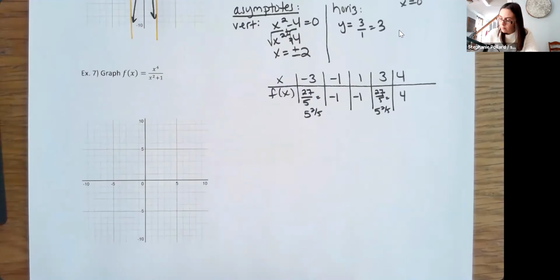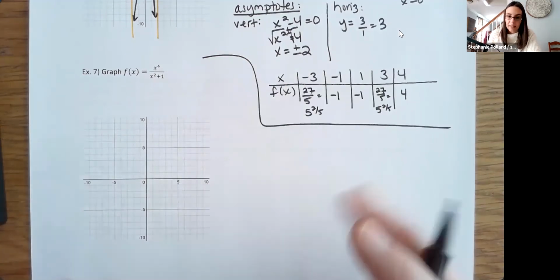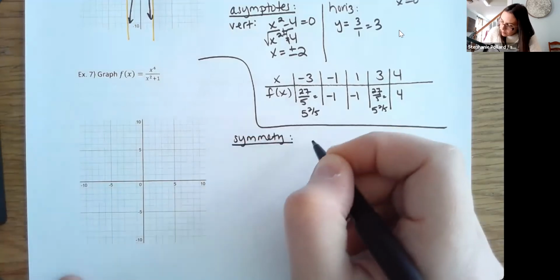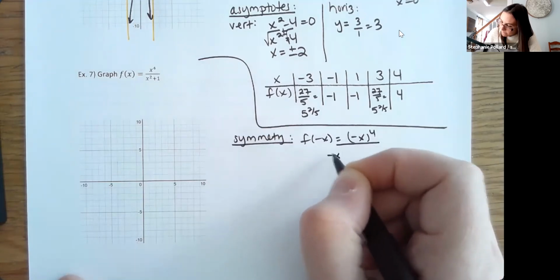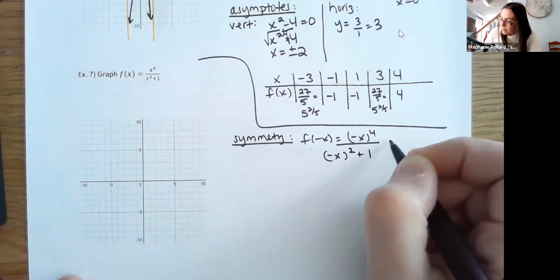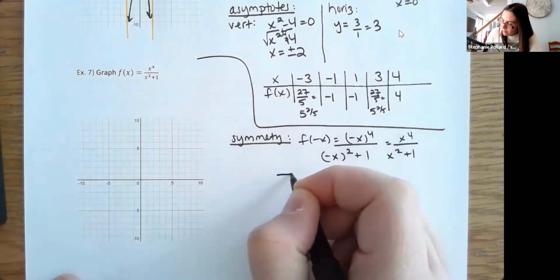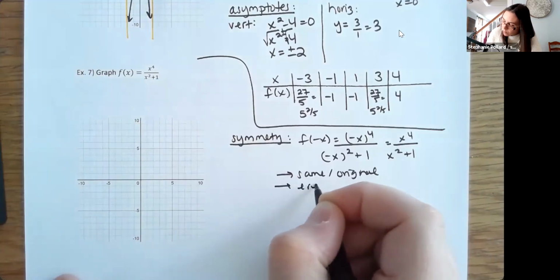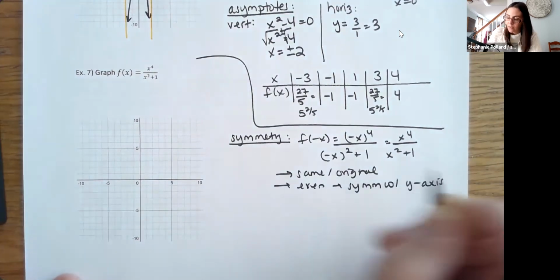All right, and let's try one more. All right, let me make sure I copied this one correctly. I did, okay. And we're going to use that same process again. So I'm going to start with my symmetry. So I find negative x. Now, because you have 4 negatives, they are all going to cancel. Negatives cancel in pairs, and same thing on the square. So you do have the same original function. So this is even, which means it is symmetric with the y-axis again. So we do have the same sort of symmetry here.